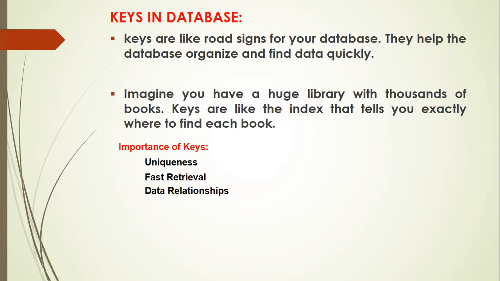That is what an index is. In a dictionary also, if you take a small Oxford dictionary or a big-size Oxford dictionary, a pocket dictionary, there will be contents with the index. So based on the index, we can identify a particular topic, right? Here also the same thing, we can identify each book on a particular index. That's called keys. So what is the importance of keys? We'll see. One is uniqueness, second is fast retrieval, third is data relationships.